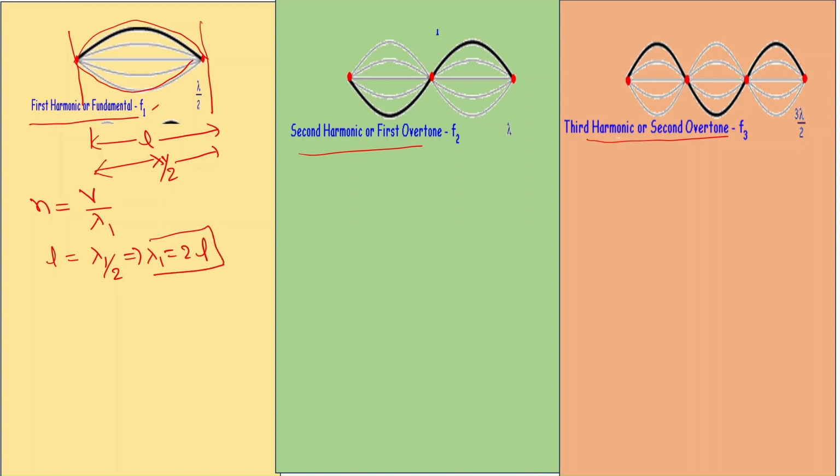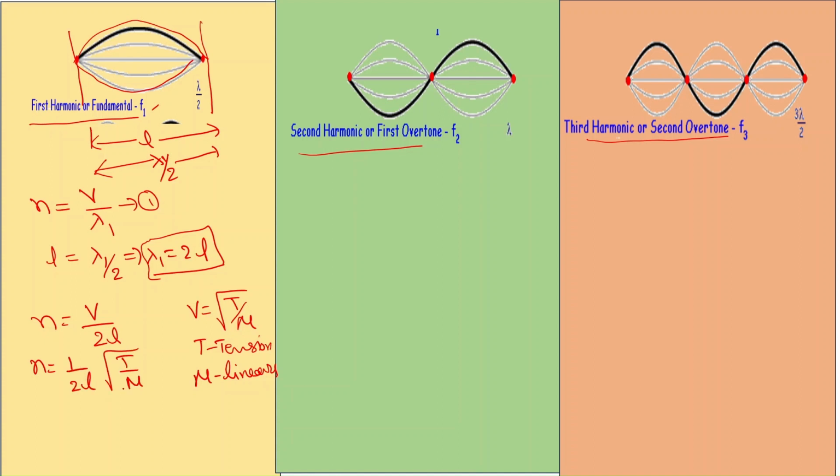This lambda 1 I substitute in the first equation, n is equal to V by lambda 1, therefore V by 2L. Now we know that V, the velocity of transverse waves in the stretched string, is square root of T by nu, where T is tension and nu is the linear density of the string. Therefore n is equal to 1 by 2L into, in place of V, square root of T by nu. Therefore the first harmonic frequency n1 is equal to 1 by 2L square root of T by nu.